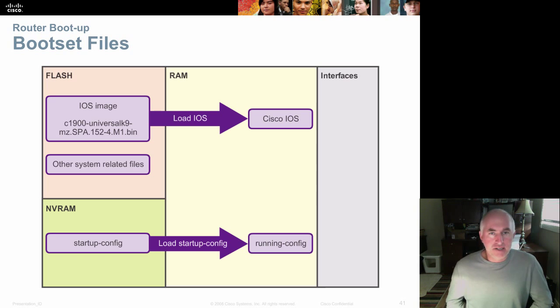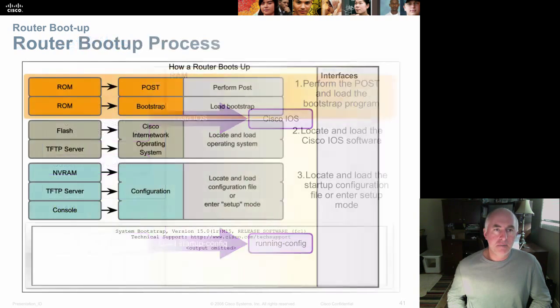Once your operating system is in RAM, your operating system will take over from the bootloader, and it will look for a configuration file. And it will likely find it in NVRAM, and it will load that into RAM. Notice everything loads into and runs from RAM. It is stored in flash or NVRAM, but actually operates out of RAM. So RAM is our working memory where we have everything loaded that we're using on the device.